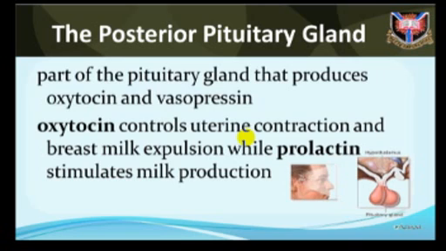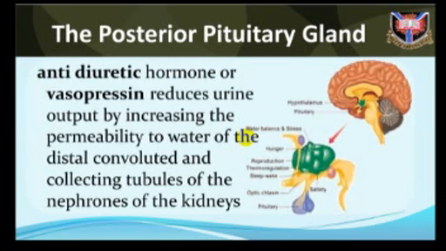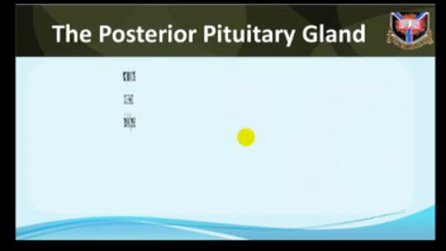The antidiuretic hormone or vasopressin reduces urine output by increasing the permeability to water of the distal convoluted and collecting tubules of the nephrons of the kidney. The vasopressin constricts blood vessels and raises blood pressure. Undersecretion of the hormones of the posterior pituitary causes diabetes insipidus.